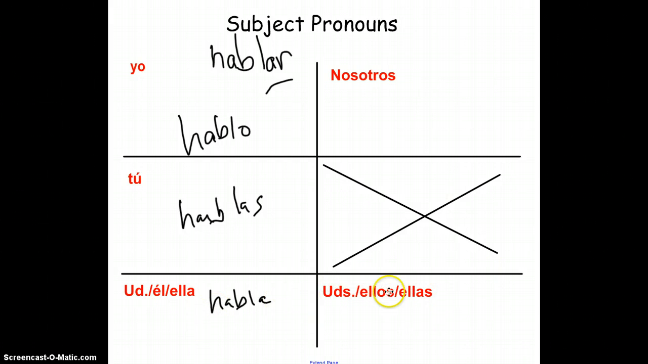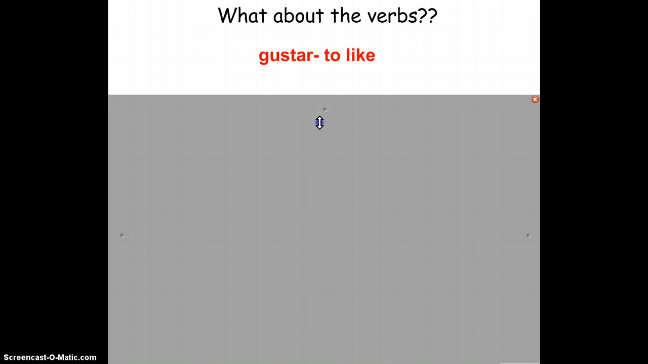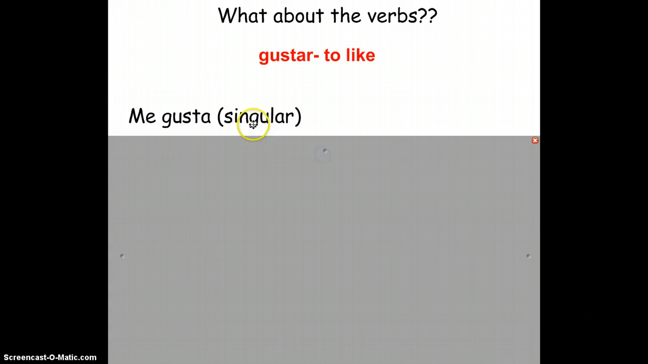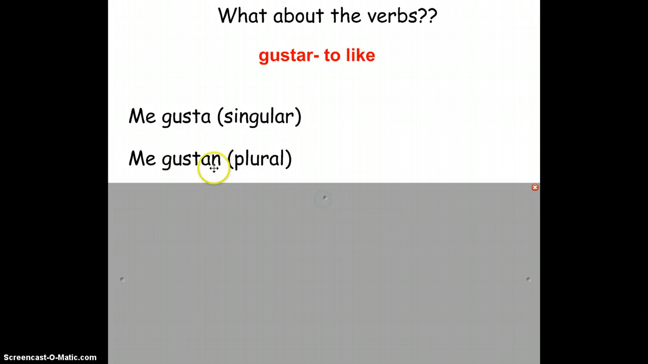These two sections here are the third person. So that's all we're really going to use. For example, if it's one thing that you like, me gusta, and you're talking about one thing that you like, we call it singular, you're going to just use gusta. If it's more than one thing that you like, guess what we're going to do? We're going to make a plural, and we're going to add the N to it.